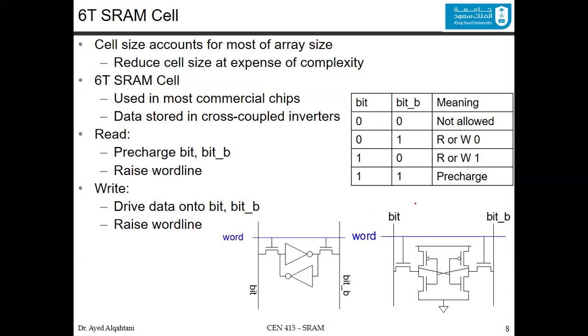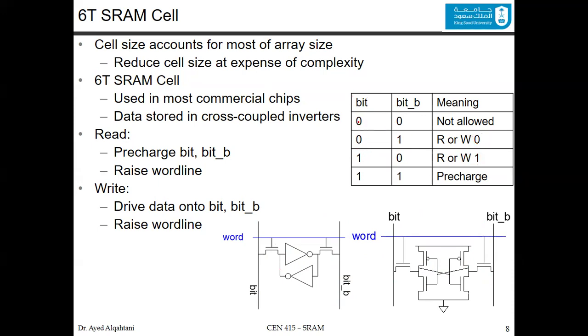Now, for bit and bit bar we have 4 possible options. Either the bit and bit bar is going to be 0, 1, or 1, 0, and that's what we expect, because we named it bit and bit bar. So if it is in bit bar, then the opposite of it will be in bit. If it is 0, 1, then we are reading or writing a 0. If it is 1 and then 0, then you are reading or writing a logic 1.